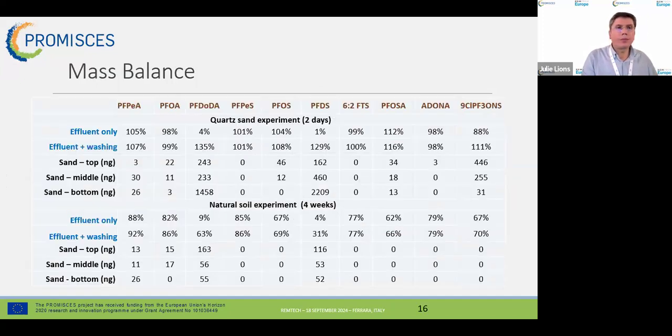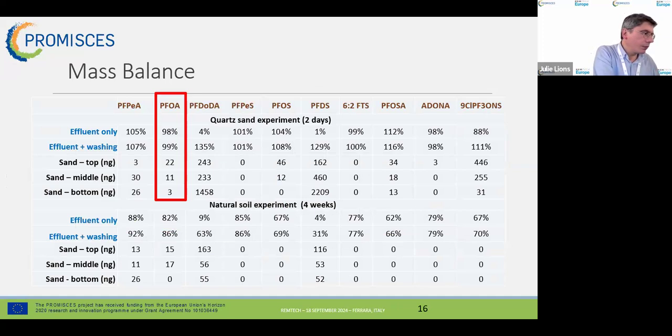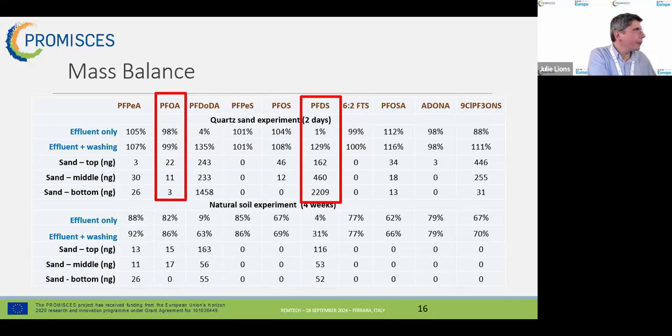So this is the mass balance for the experiments. Again, PFOA was semi-conservative, and you can see that most of it is found in the effluent. So if there's some sorption, it's probably not permanent. We find in the sand only a few tenths of nanograms. Compare this to a long chain PFAS, where only 1% is found in the effluent, and we have over 2,000 nanograms at the bottom of the column.